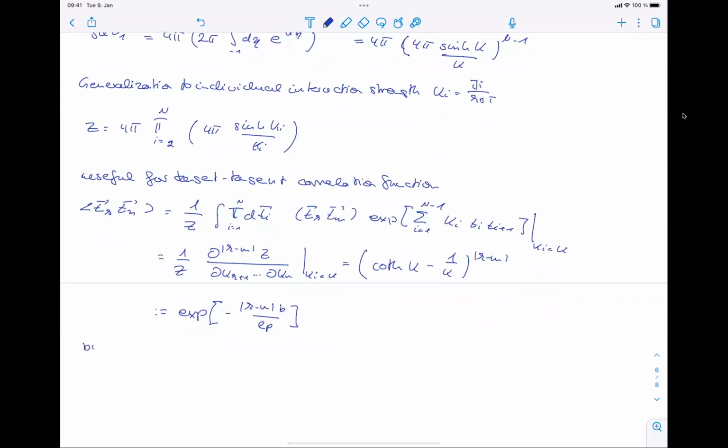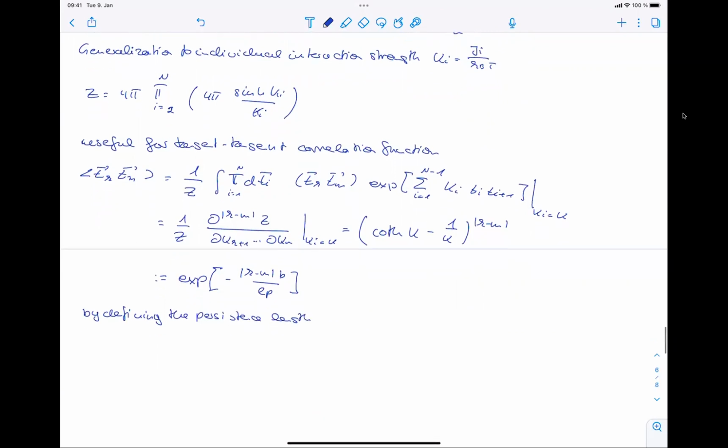by defining the persistence length as L_P defined as b over the natural log of coth k minus 1 over k. Again, we are seeking this exponential decay by choosing the appropriate persistence length.